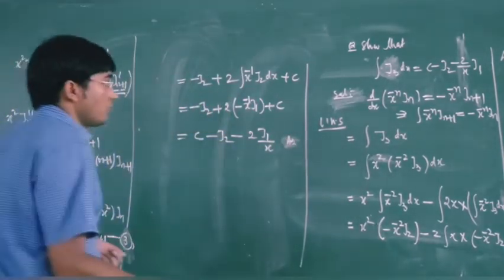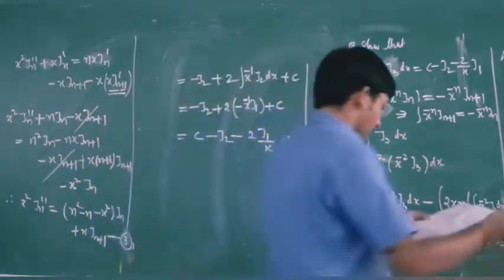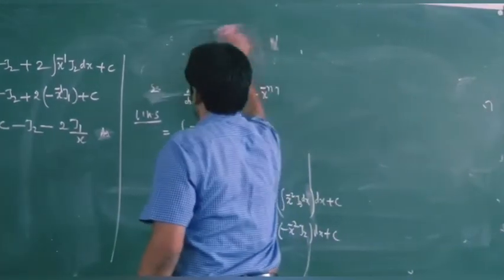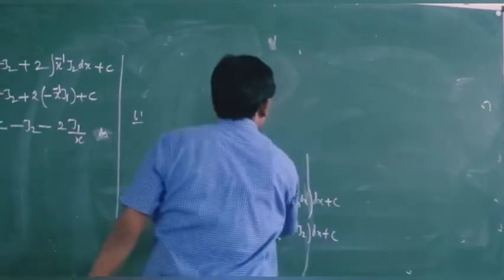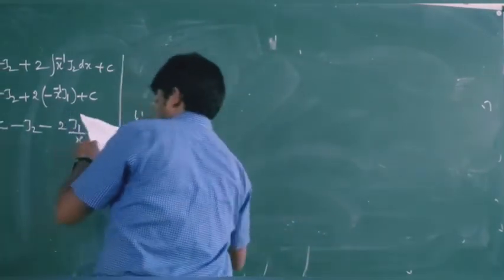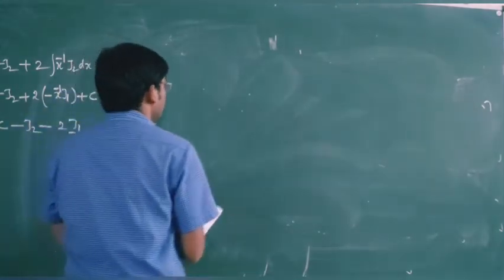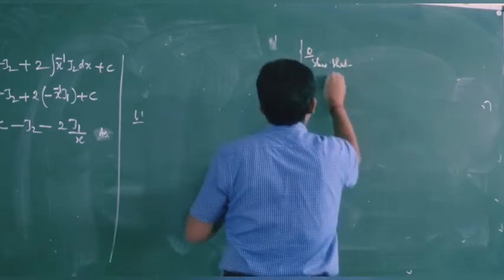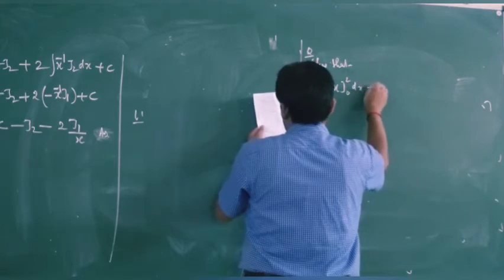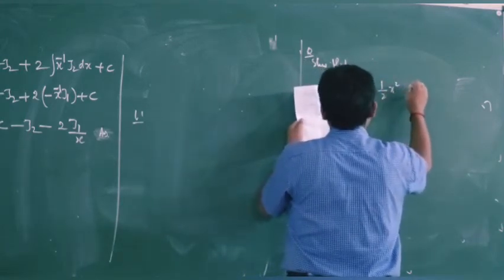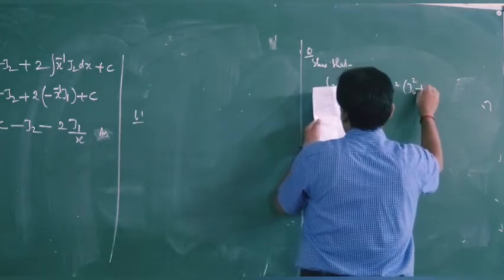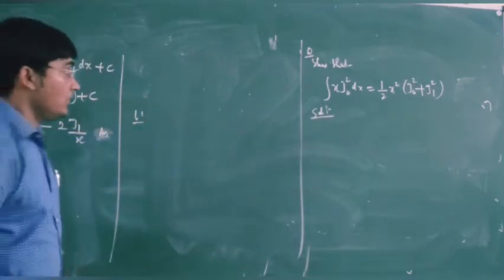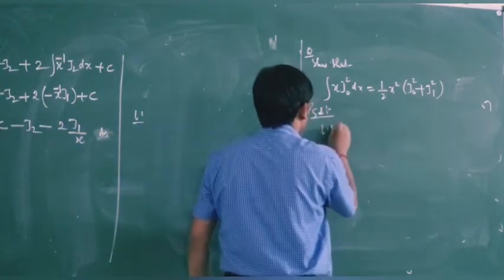Then our next problem is: show that the integration of x j naught square is equal to half of x square j naught square plus j1 square. So solution, let us start with the left hand side.